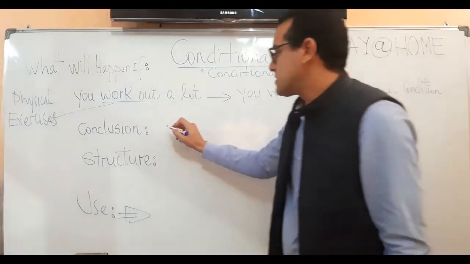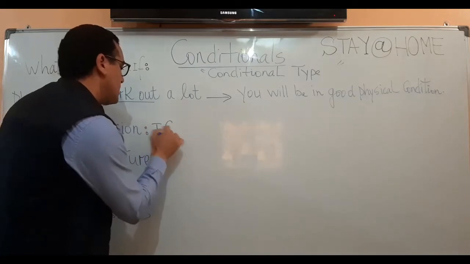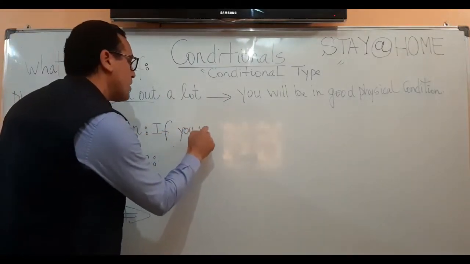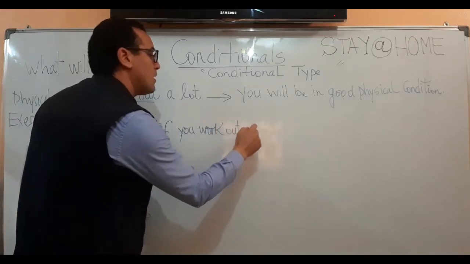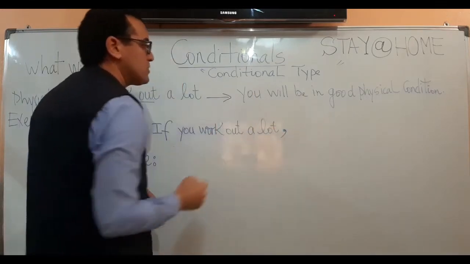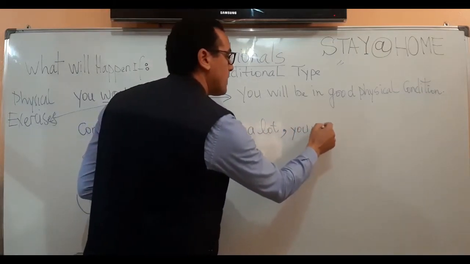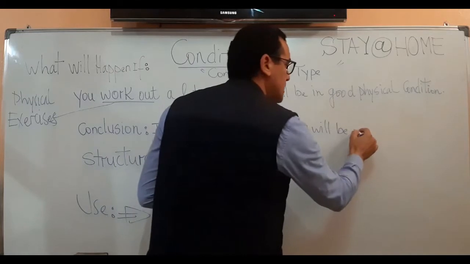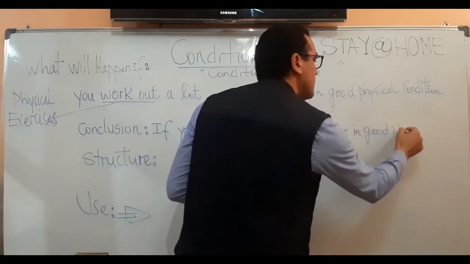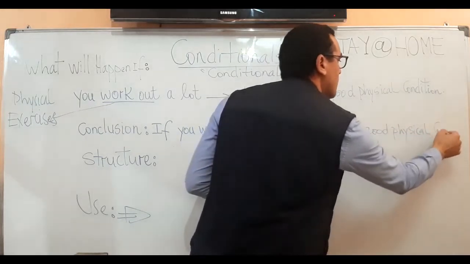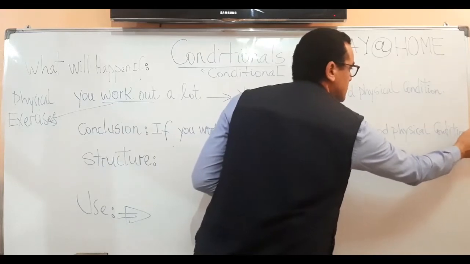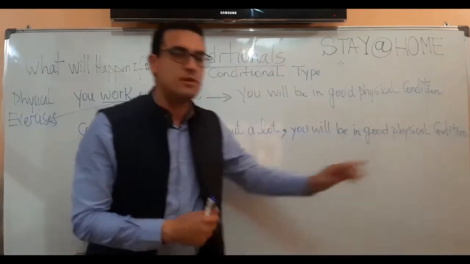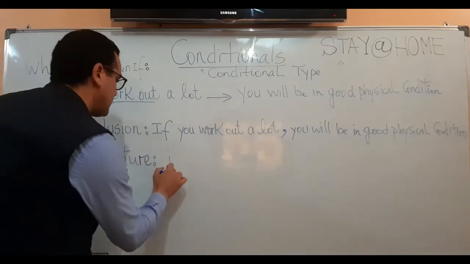Let's write the full statement. So we have if, that's the first word as we said, it expresses condition. So if you work out a lot, comma, it's very important, you will be, we can write you will be fit, or you will be strong, or you will be in good physical condition. That's the result. That's the conclusion. If you work out a lot, you will be in good physical condition. Okay? So we have the structure as follows.